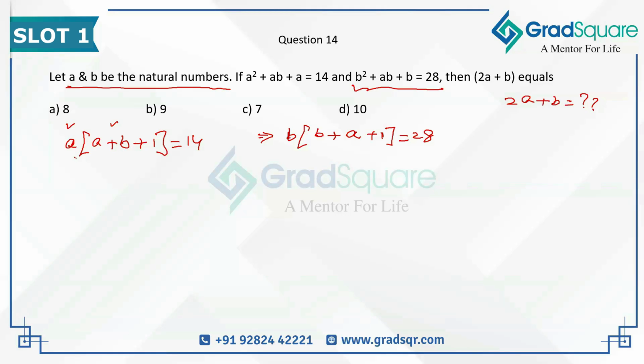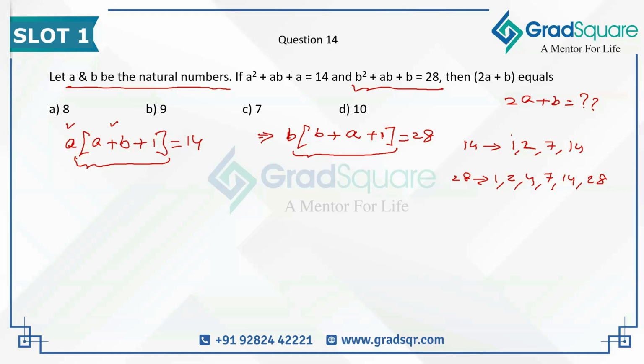Clear? Now, we also understand that a plus b plus 1 is a value which is common in both of these equations. Correct? So, a plus b plus 1 is a common factor of 14 and 28. What are the factors of 14? Factors of 14 are 1, 2, 7, and 14. What are the factors of 28? The factors of 28 are 1, 2, 4, 7, 14, and 28. Now understand a and b are natural numbers. So of course, the bare minimum values of a and b are 1 and 1, right? So a plus b plus 1 has to be at least 3, so my common value of a plus b plus 1 must be greater than 3.